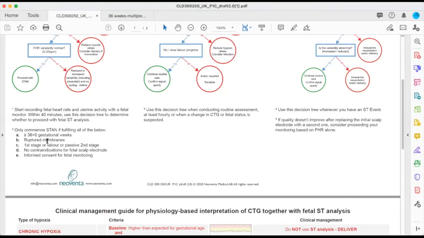The membranes obviously have to be ruptured, otherwise you can't apply an FSE. Yes. Patient has to be in first stage of labor or passive second stage. Why? What difference does it make? It's the same baby. What difference does it make? Who cares about which stage of labor?